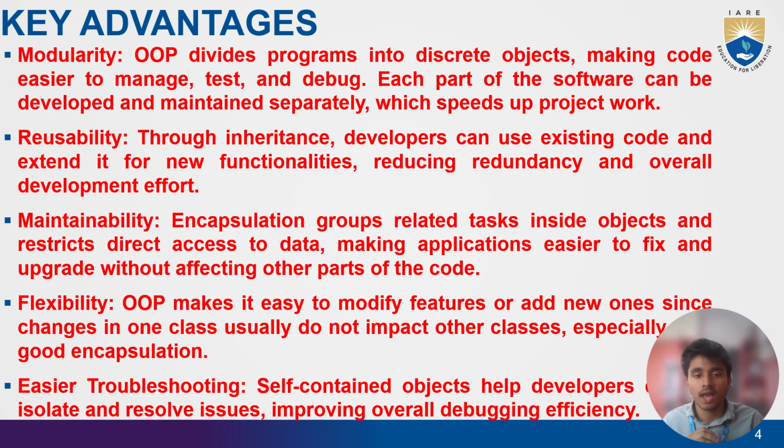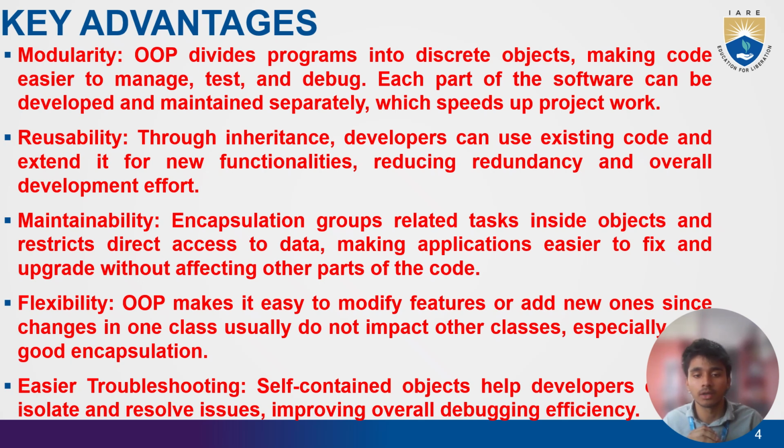Maintainability. Encapsulation groups related tasks inside objects and restricts direct access to data, making the application easier to fix and upgrade without affecting other parts of the code. Flexibility. Object-oriented programming makes it easy to modify features or add new ones, since a change in one class usually does not impact other classes, which is especially good with encapsulation.